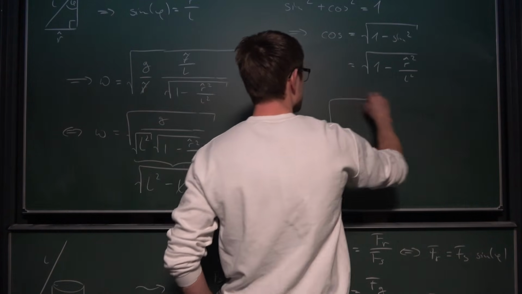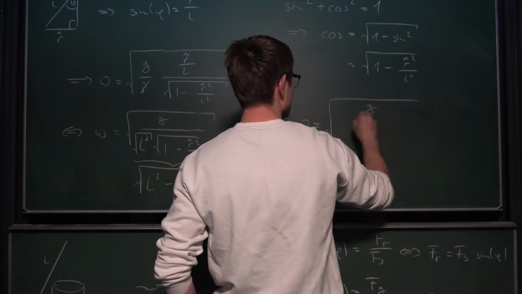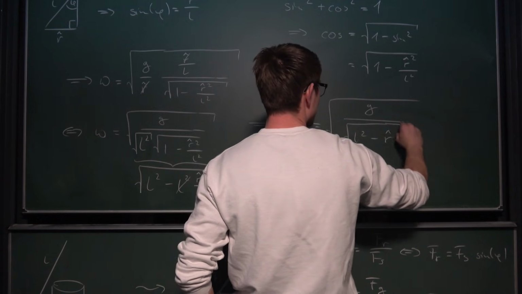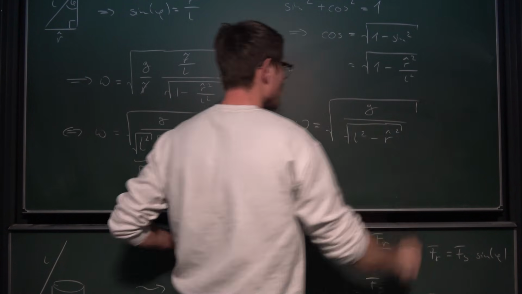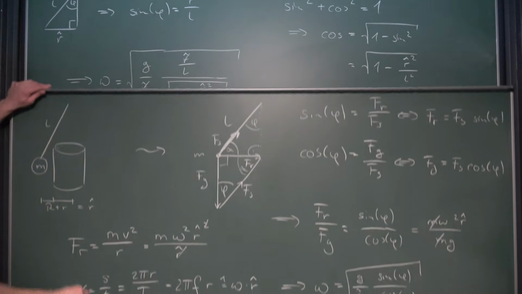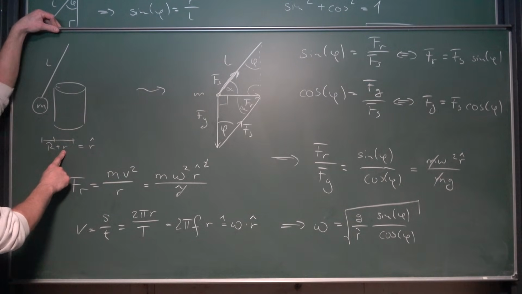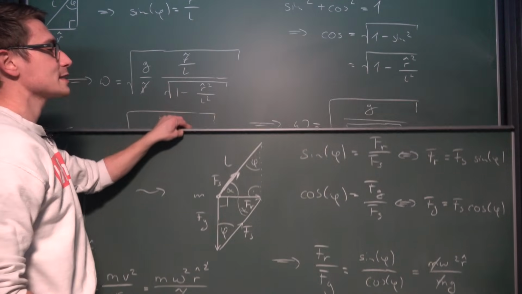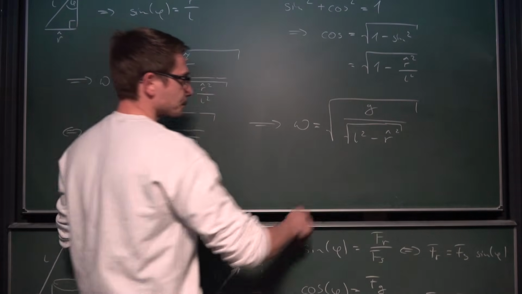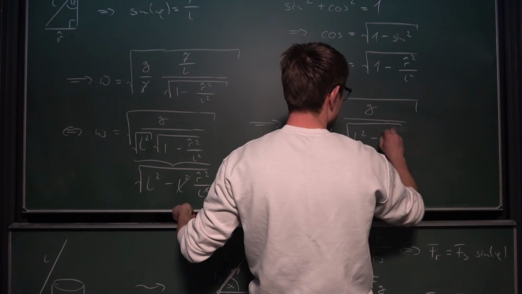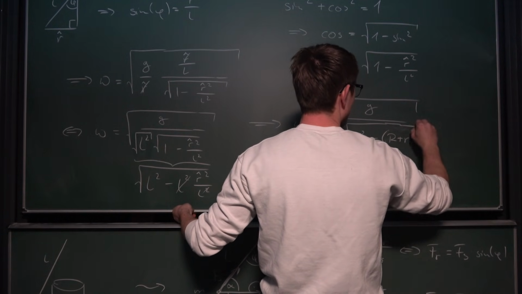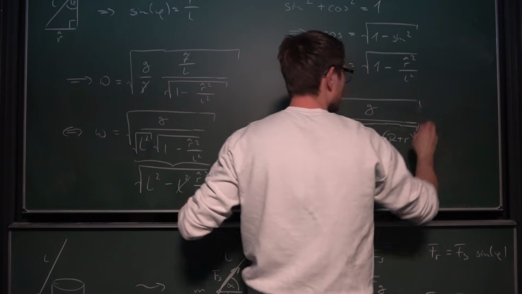giving us a beautiful final expression for omega, being the square root of g divided by the square root of L squared minus r hat squared, where r hat, by our definition, is small r, so the radius of the cylinder, plus capital R, which is the radius of our mass. So by substituting this in, we are going to get r plus R squared down here, and this concludes the problem.